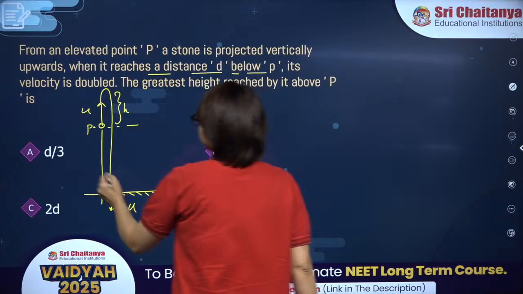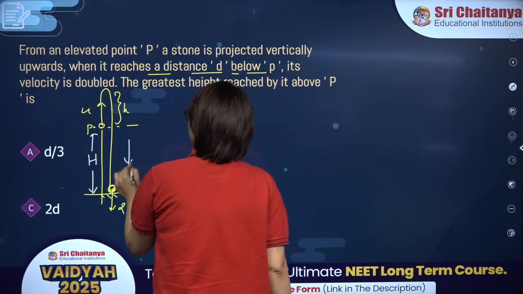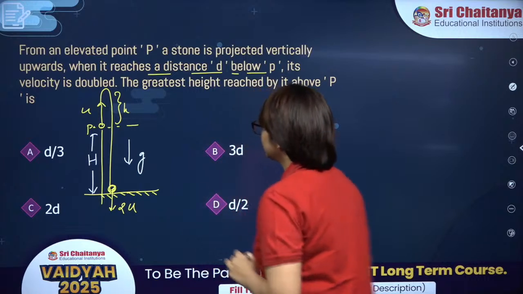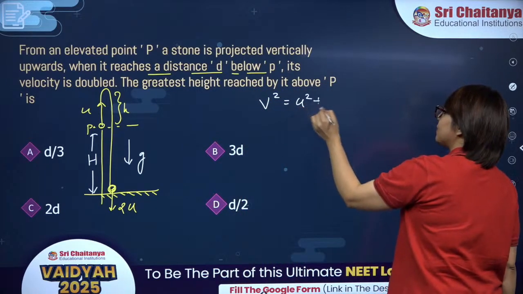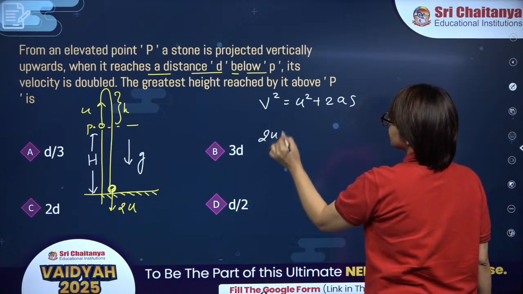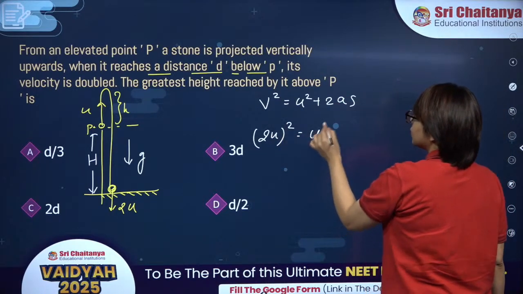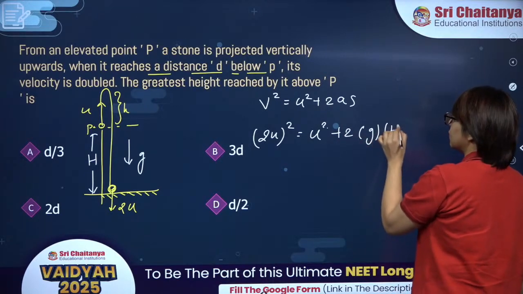Let's say the height of the building is capital H over here. Acceleration due to gravity will be g downwards. So we can use this equation: v square is equal to u square plus 2as. So v square is 2u whole square, which equals u square plus 2a, where a is g and s is equal to h.